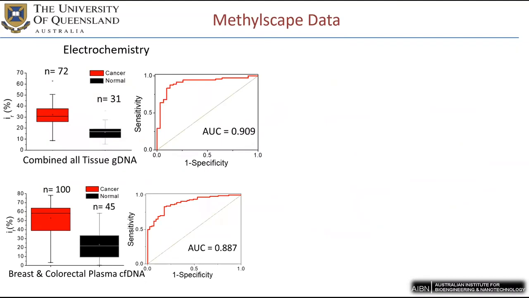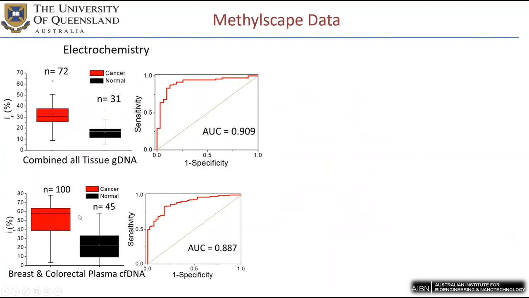If you look at our electrochemistry data, we tested our method on tissue-derived genomic DNA. We tested 72 cancer tissue-derived genomic DNA samples and 31 normal tissue-derived genomic DNA samples, and we found that our method can provide 90% accuracy in differentiating normal and cancer DNA.